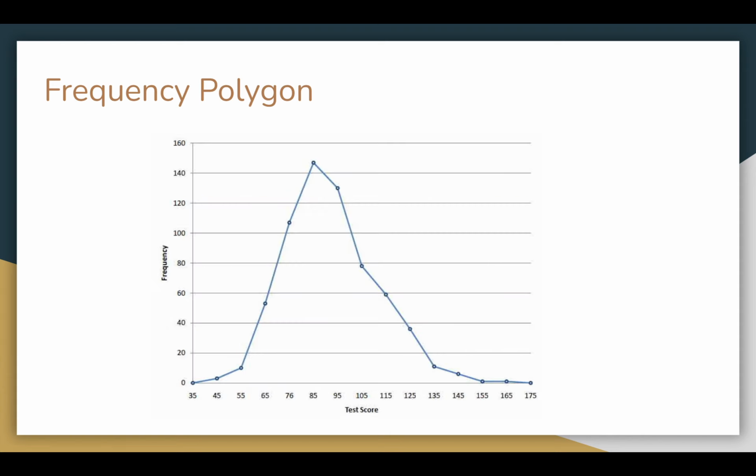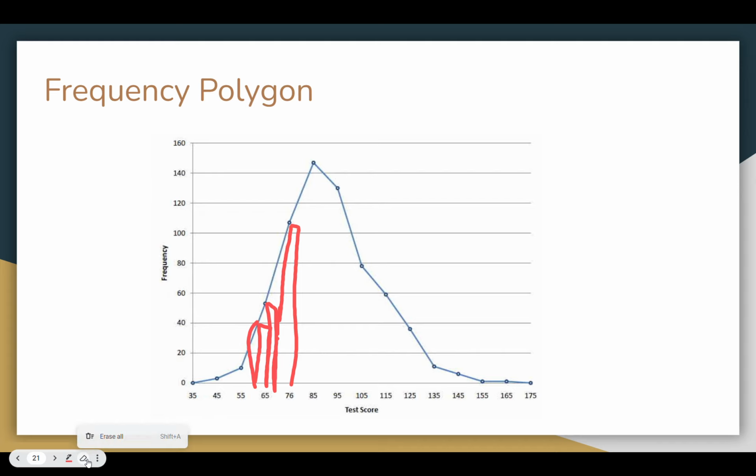Here's an example of the frequency polygon. So you see, instead of having bars that continuously go up, we don't have bars. We have lines. My bars obviously do not look that great.